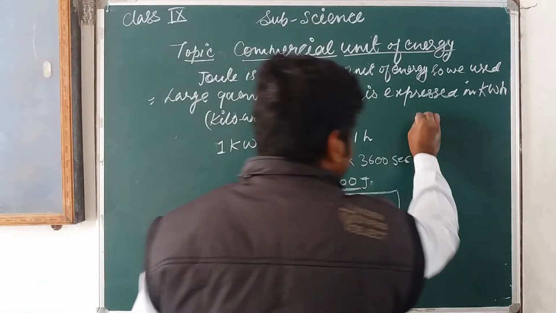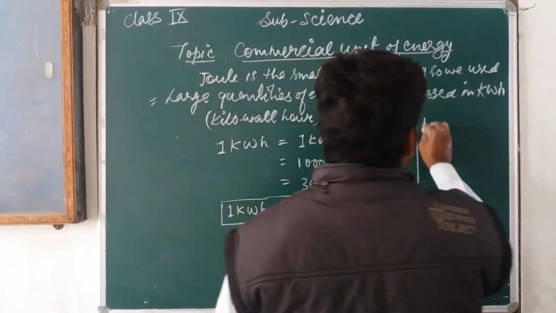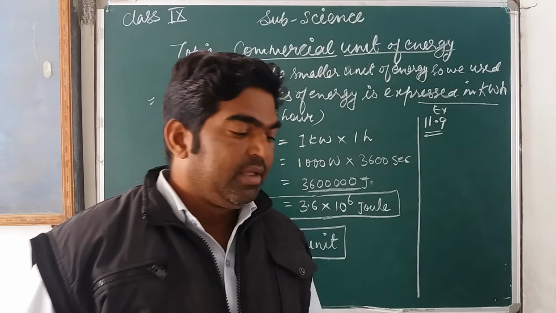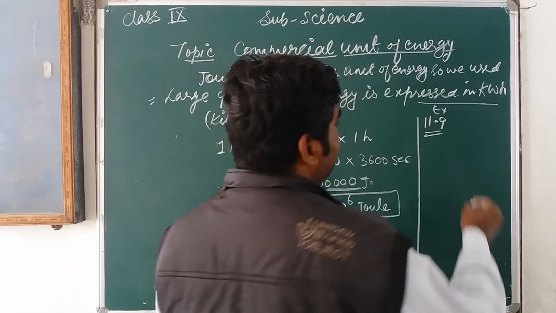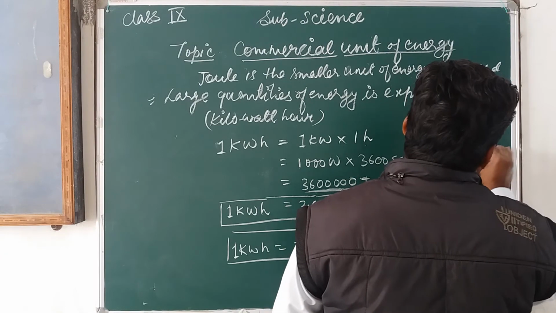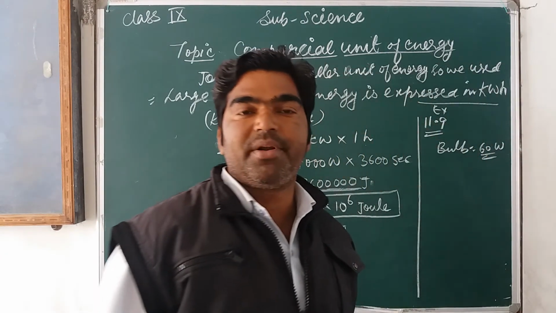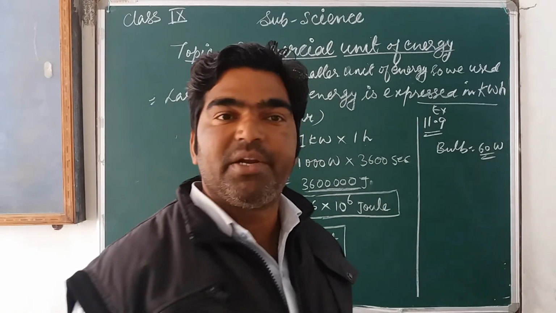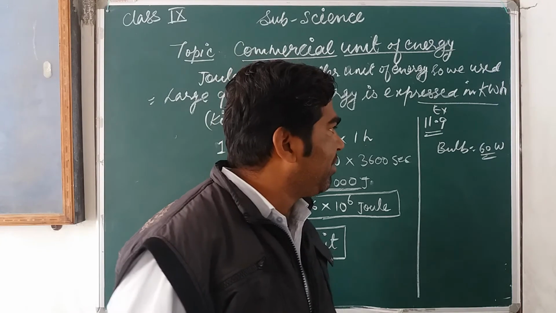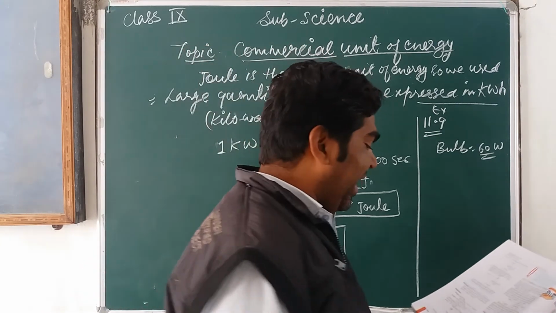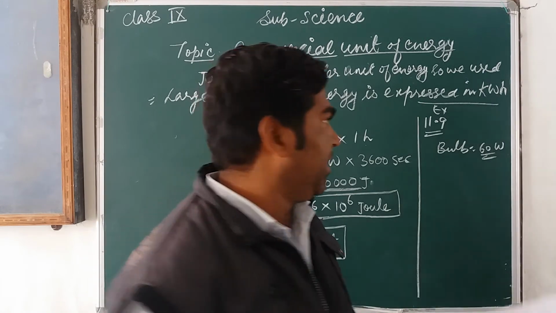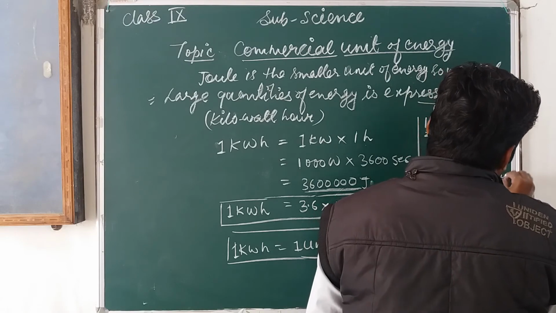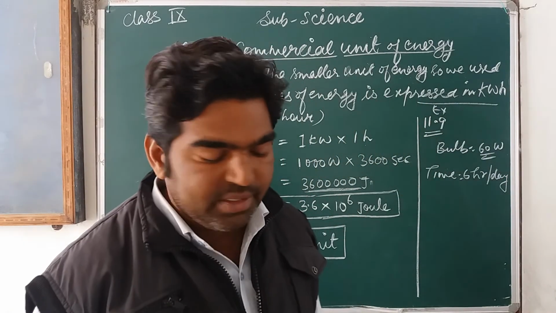Now see this example, Example 11.9. An electric bulb of 60 watt. This bulb is a 60 watt bulb. In the house we use bulbs of 500 watt, 100 watt, 60 watt, 30 watt, 9 watt, 8 watt, CFL and all these come. So the power of this bulb is 60 watt and it is used for 6 hours per day. The time is 6 hours per day.